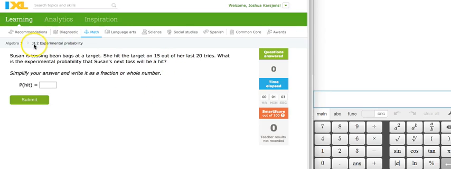Hey, what's up? Let's do JJ.2 experimental probability. Okay, so theoretical is what could happen. Experimental is based off things that have already happened, and you're just analyzing the data.